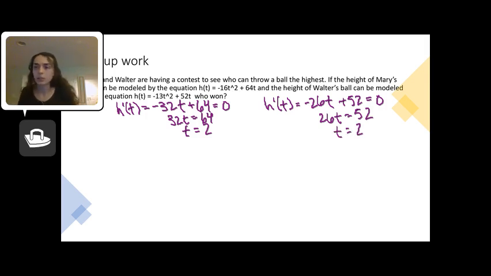So I saw that in some groups, people said that Mary and Walter tied because they hit their maximum value at t equals 2. This actually is not correct. So at t equals 2, at time equals 2, the balls reach their maximum height. But we don't know what that height is. That height is going to be modeled by our y value at these points.